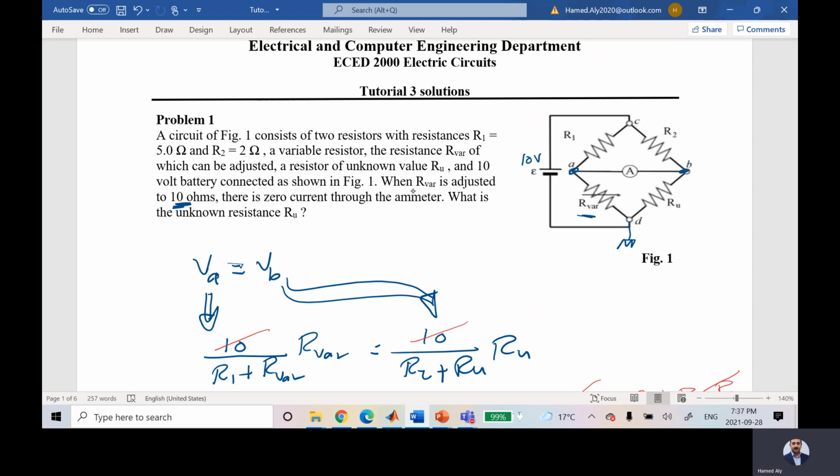What he said, he said, I have a variable resistor, a known resistor, and a 10 voltage battery, which is this voltage. The battery has 10, so the voltage across the battery is 10. This is what he said here, a 10 voltage battery. Okay.